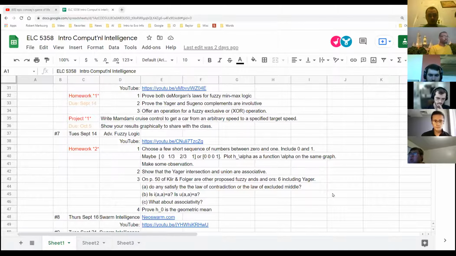Show that the Jaeger intersection and union are associative. Okay, let's choose somebody. Okay, let's see who did that. Innocent did it, and I need to write this down. Innocent and Matthew. Okay, show that the Jaeger intersection and union are associative. We have tails, heads.